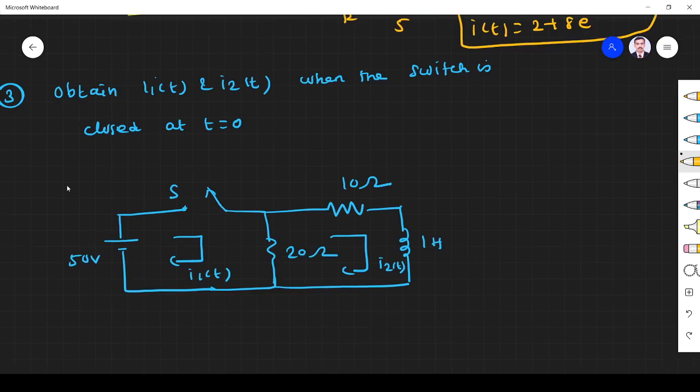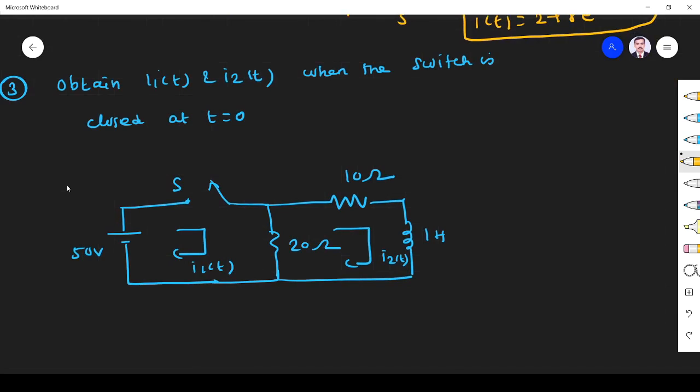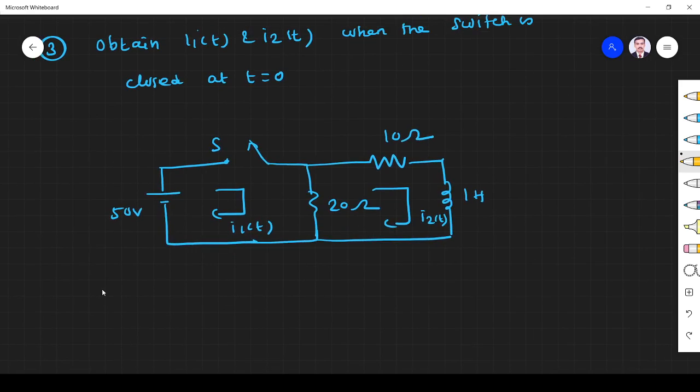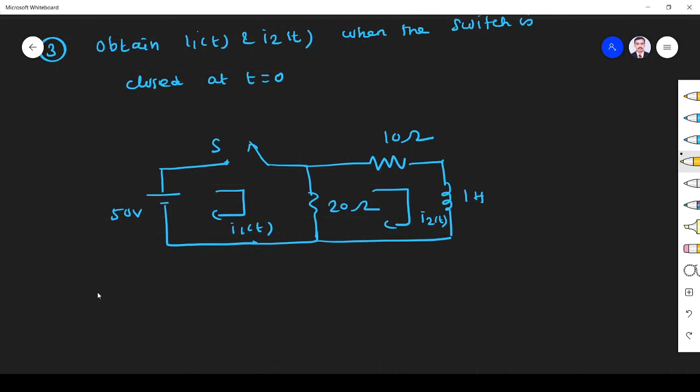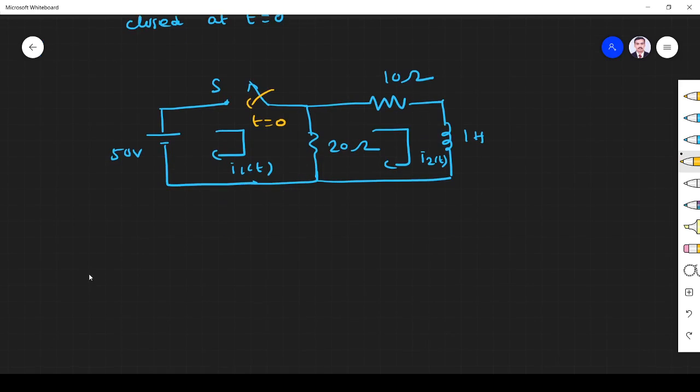Okay, and the next problem is: obtain the current I1 and I2 value when the switch is closed at t equal to 0. So I1 is this one, I2 is this one. The switch is closed at t equal to 0 only. Okay, so first what we are going to see. Let us solve this problem in the simplest fashion.